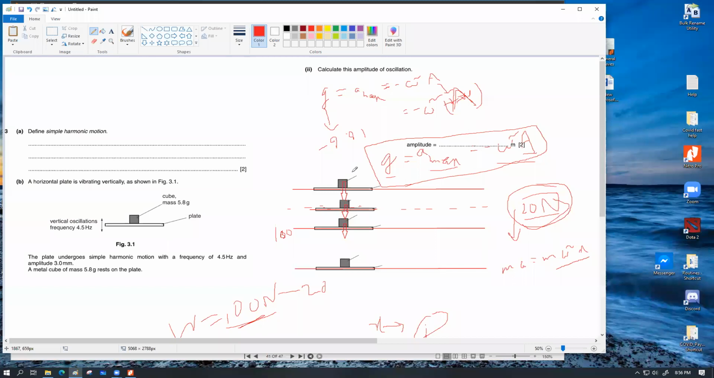Whenever you say amplitude maximum, it would mean that you shouldn't say amplitude maximum. You should say displacement maximum. Try to think of it. Choose your wording. So at maximum displacement, the block is basically losing contact from the plate, right? Yes, yes, because the reaction force is becoming 0.